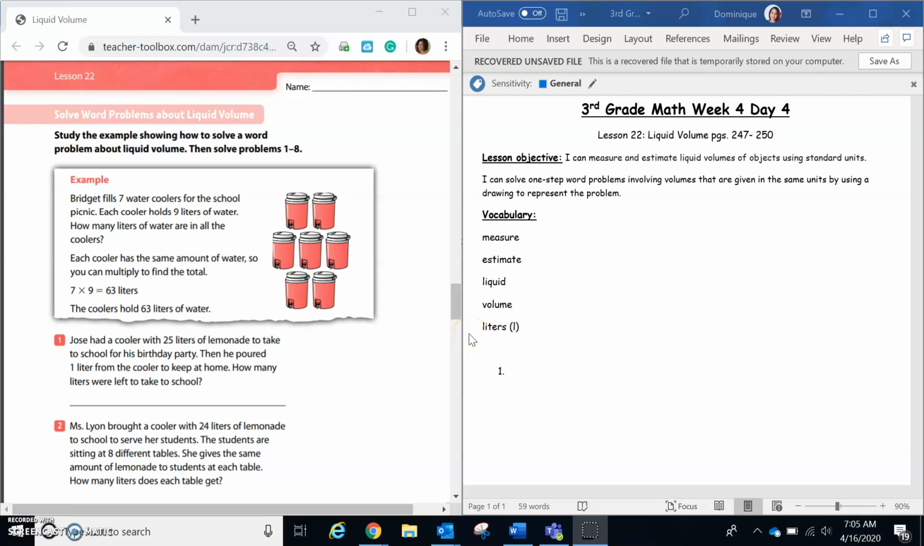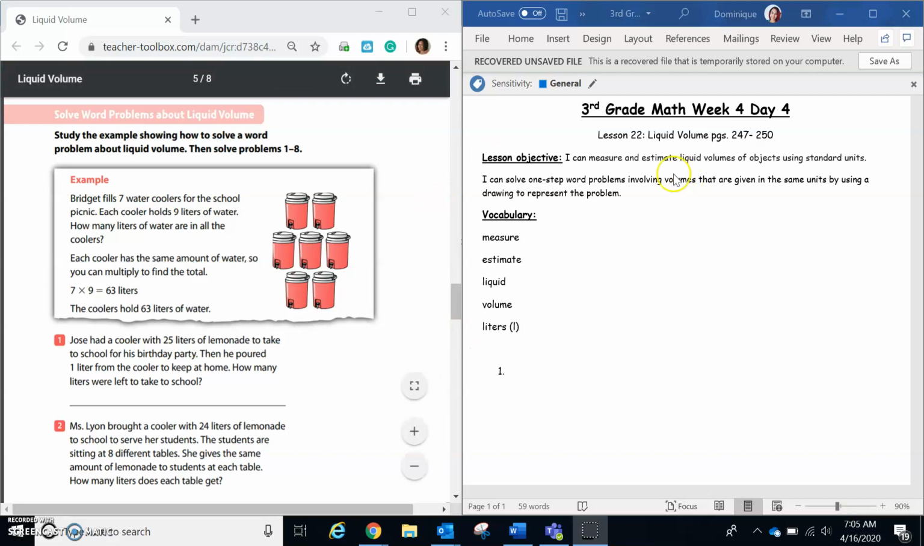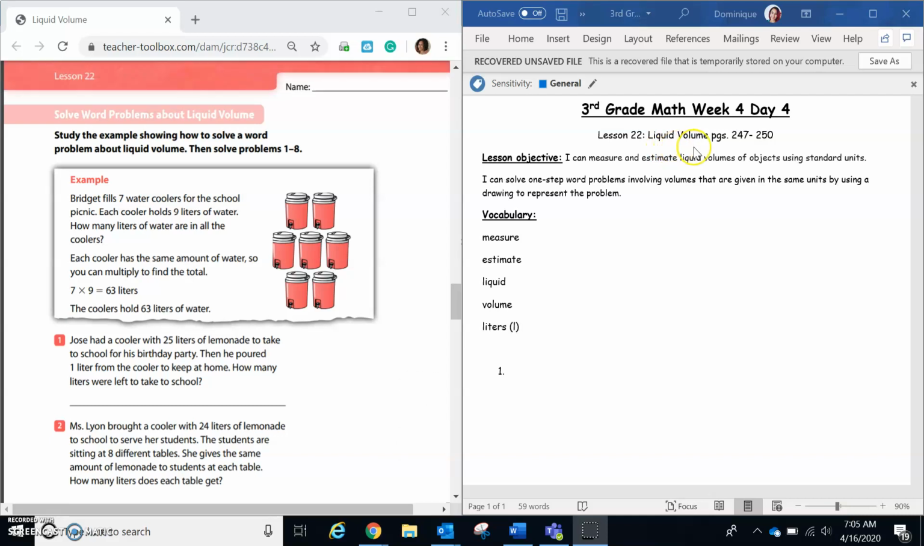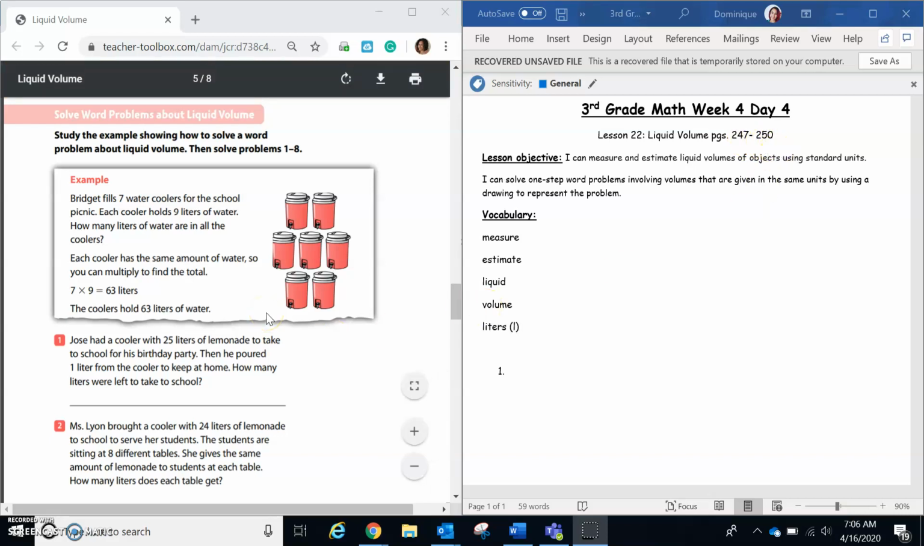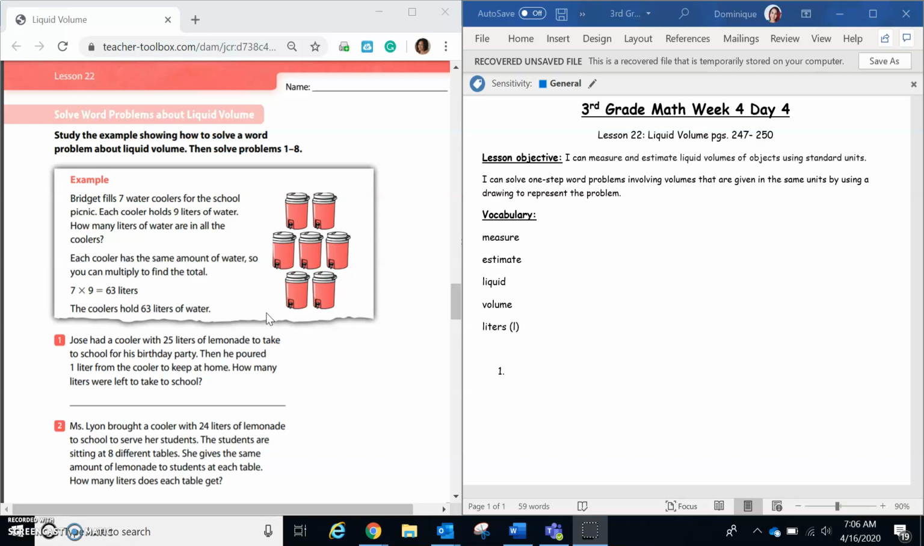Welcome back to third grade math, week 4, day 4, lesson 22 on liquid volume. Today we're going to be working on pages 247 through 250, so the last 4 pages in your lesson 22 packet. To begin, let's go back over our lesson objectives.